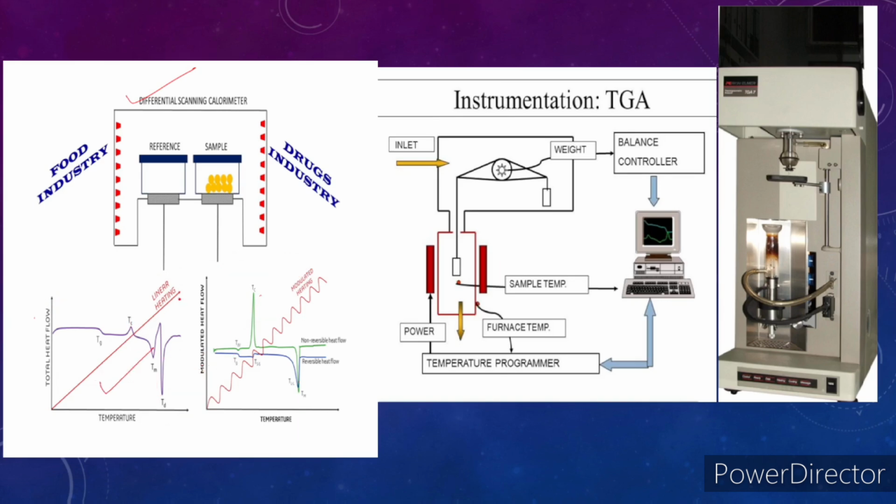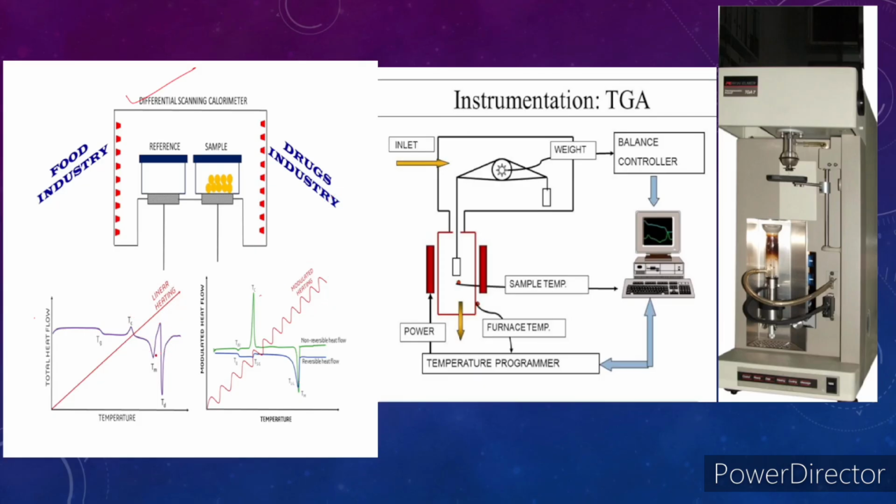In this graph we can see the linear heating in the food industry and the modulated heating in the drug industry. Modulated heating and the linear heating are the two different approaches in DSC. Both have advantages depending on the industry. In the drug industry, modulated heating is more commonly used. In the food industry, linear heating is preferred. In modulated DSC, a modulated heating rate is used, meaning that the temperature is varied in an oscillating manner.